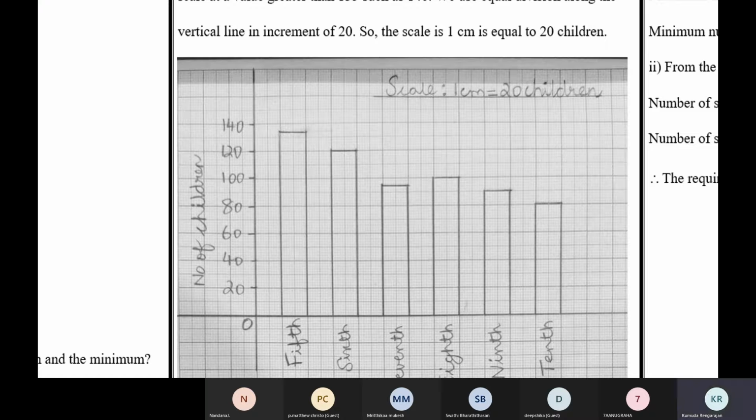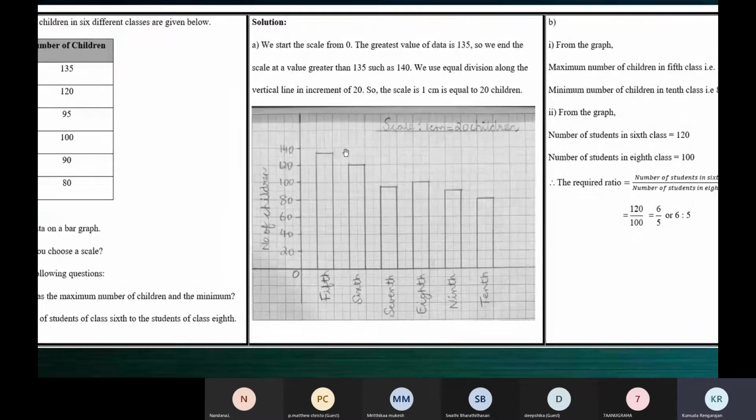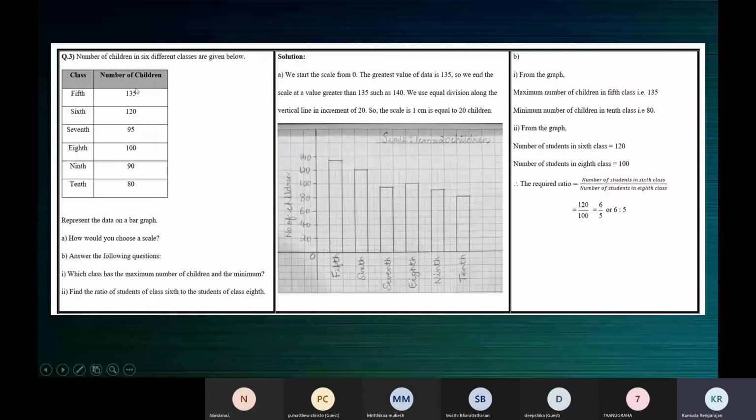And how do we decide the scale? We look at the values here. The values are like 135, 120, 95, 100, 90 and 80. So looking at these values, we feel when we mark 10, 20, 30, 40, this one will be very tall. 135 will be very tall.